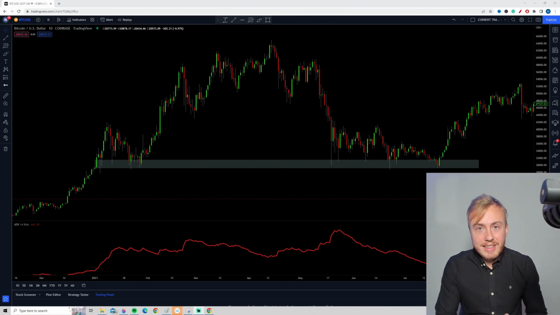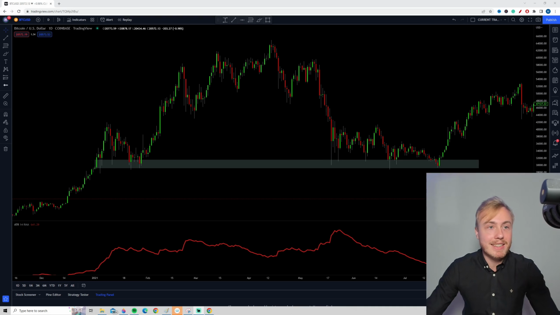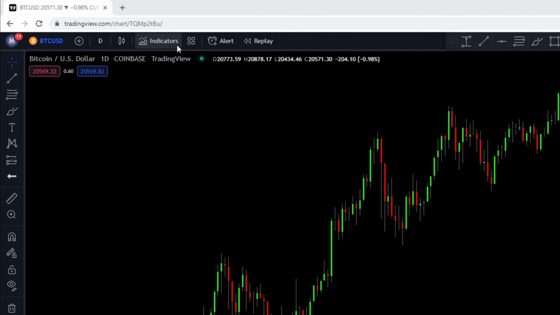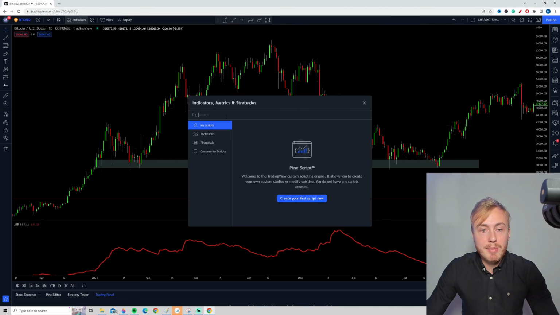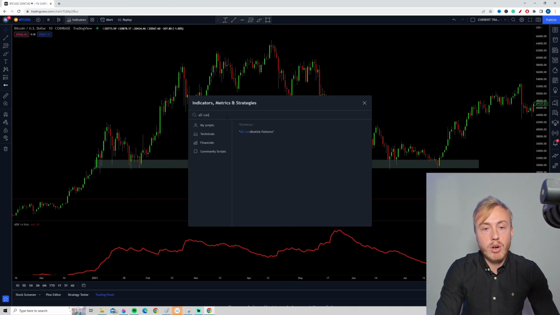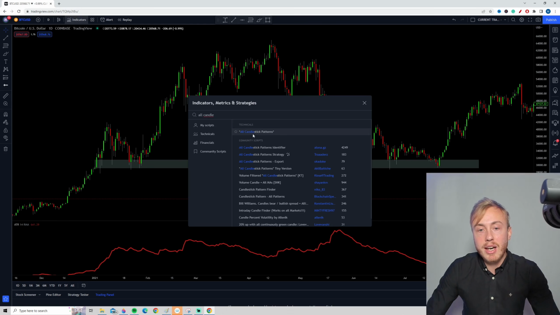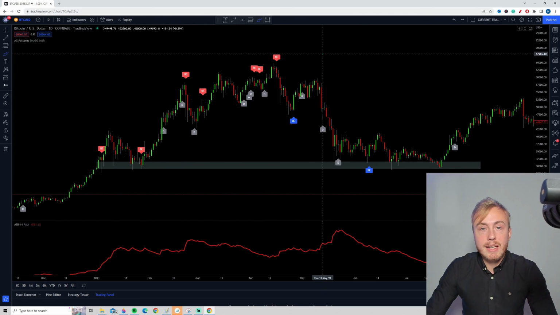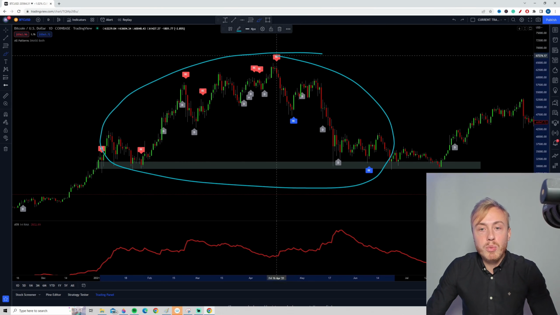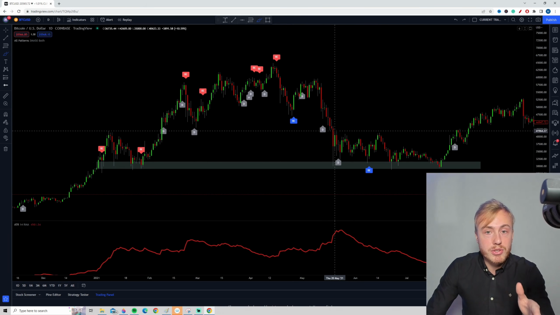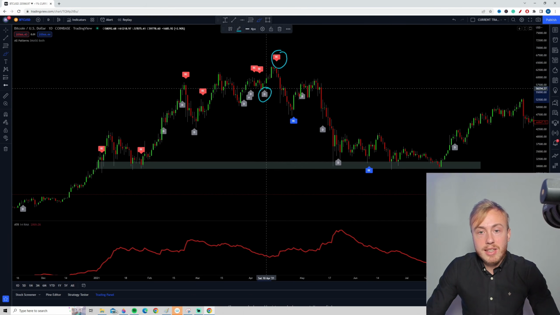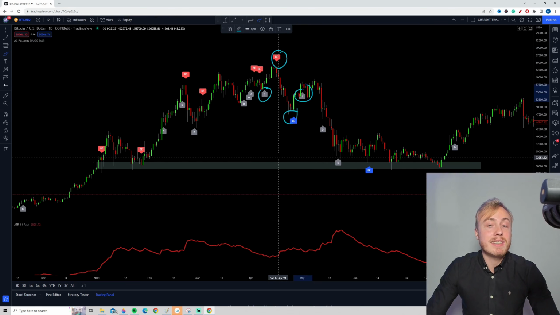So the second indicator we're going to take a look at today is called the all candlestick patterns indicator. And this indicator is amazing. To open this indicator, you go up to the indicators tab in TradingView, you search for all candlestick, and you can see that you have an indicator called all candlestick patterns. You press this one, and now you can see that many small windows just popped up on the screen. All of these windows stand for a specific candlestick pattern.